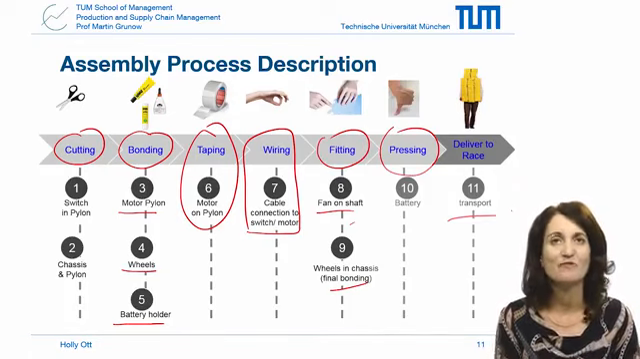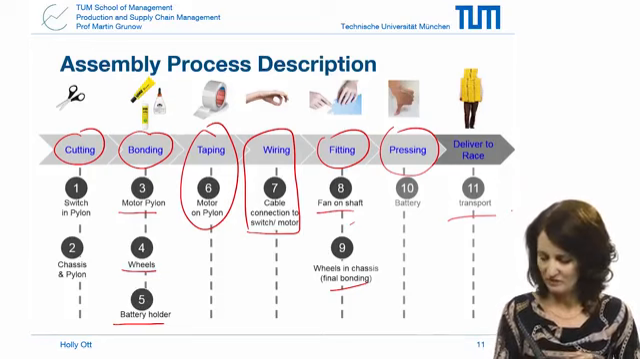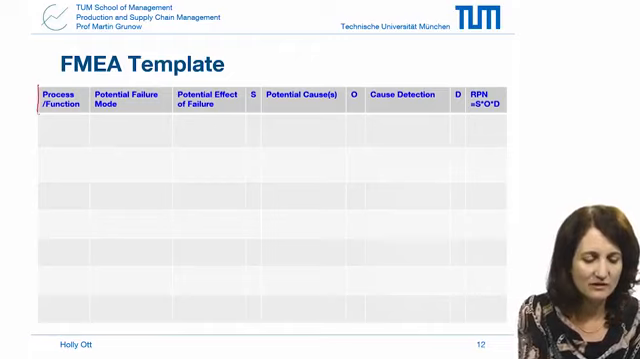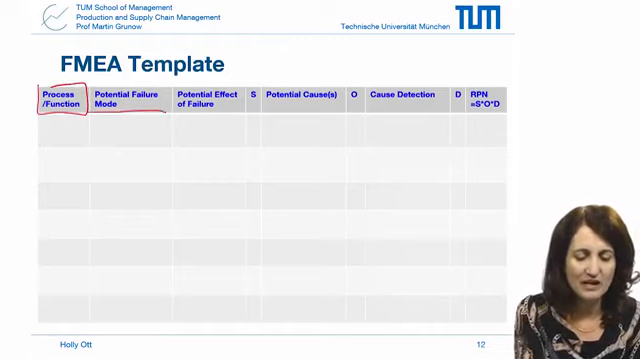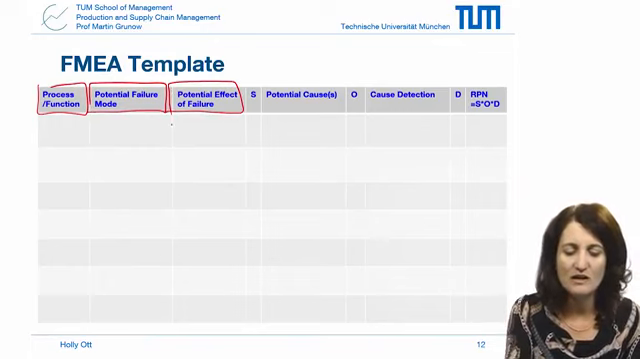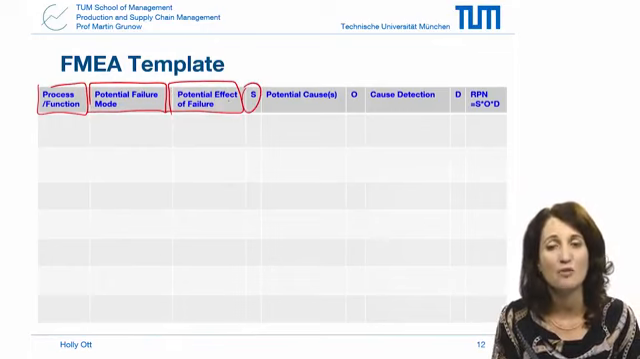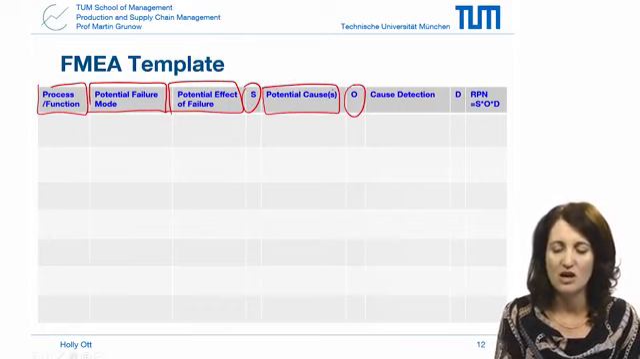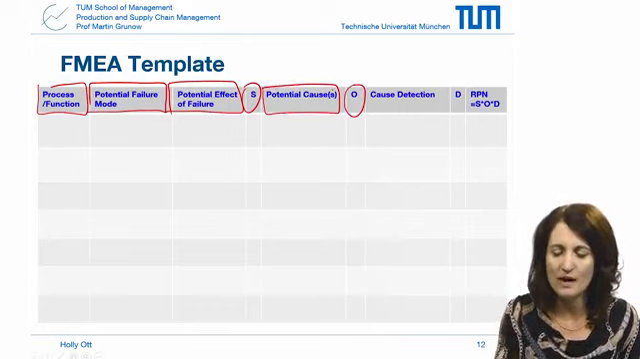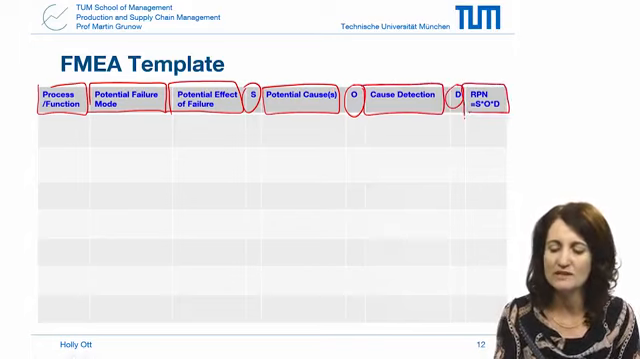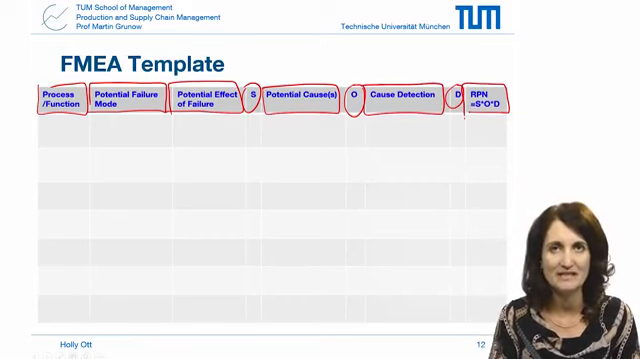So given this assembly process description, now we have to do an FMEA. So we're given this template. We've got a process or function. Then we have a potential failure mode, potential effect of the failure, which is given a severity number S. Potential cause is then given an occurrence O, and the ability to detect the cause is given a detectability rating of D, and the RPN, as we said, is S times O times D.